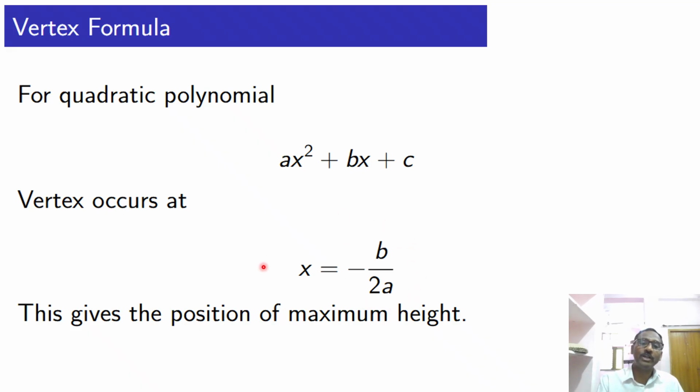So you need not write this formula. Without writing this formula, they directly gave 1. So at x equal to 1, if you put x equal to 1 in the given polynomial in place of x, you are getting the maximum height. So this is the formula. If they don't give the x coordinate, you have to write this formula, x equal to minus b by 2a. There you will get a maximum or minimum. So in this polynomial, you will get a maximum.